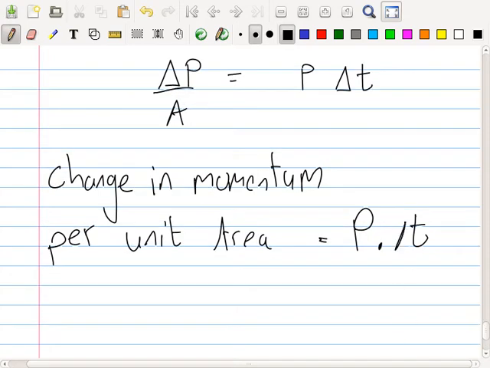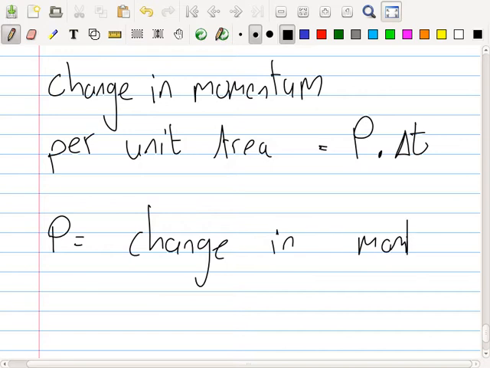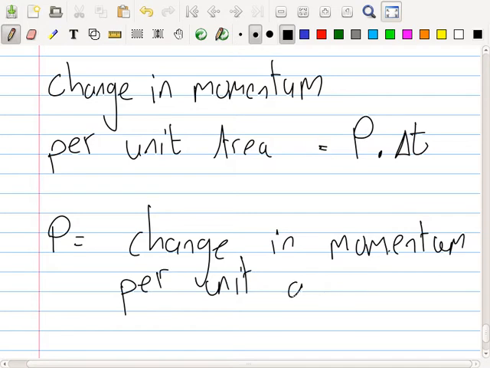The delta T. And then if I divide by the delta T, I could get something like pressure equals the change in momentum per unit area per unit time.